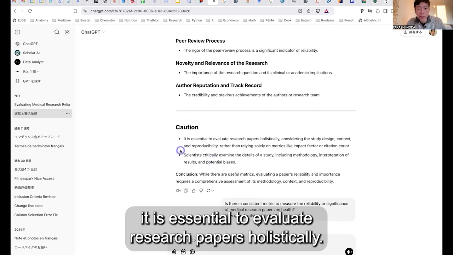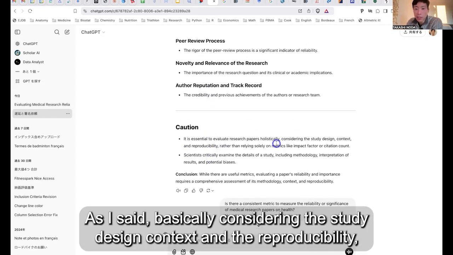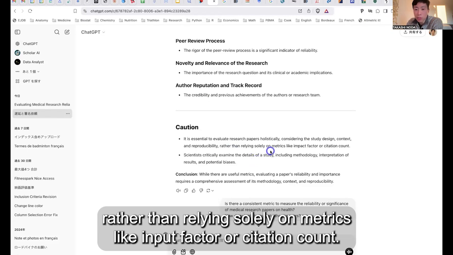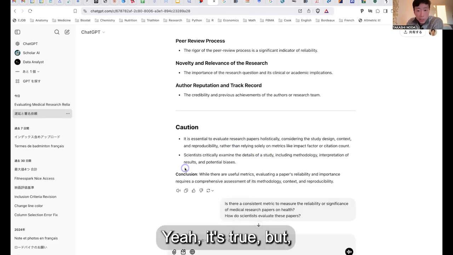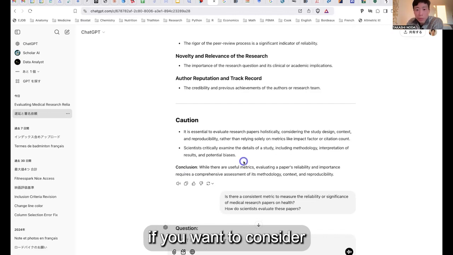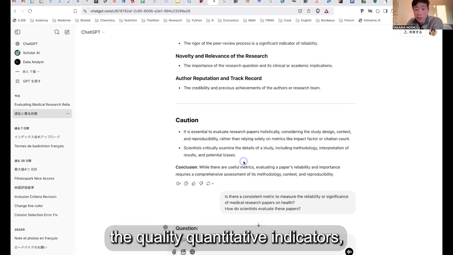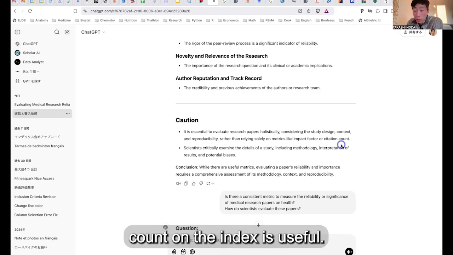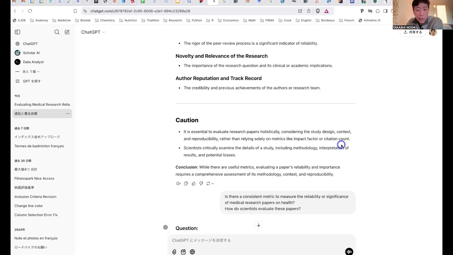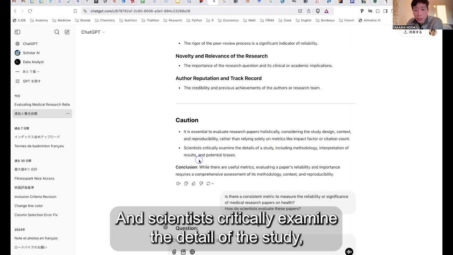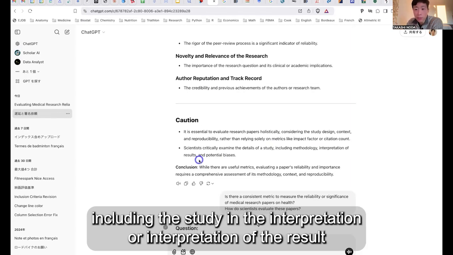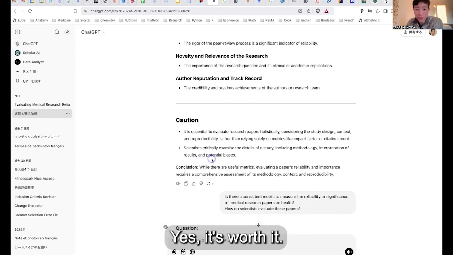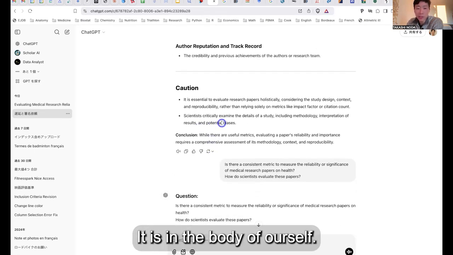Finally, the caution is, it is essential to evaluate research papers holistically. Yeah, as I said, holistically, considering the study design, context, and reproducibility, rather than relying solely on metrics like impact factor or citation count. Yeah, it's true. But if you want to consider quantitative indicators, impact factor or citation count, especially citation count and the H index, are useful. And scientists critically examine the details of the study, including methodology, interpretation of the results, and potential biases. Yes, it's true. It is the value of ourselves.